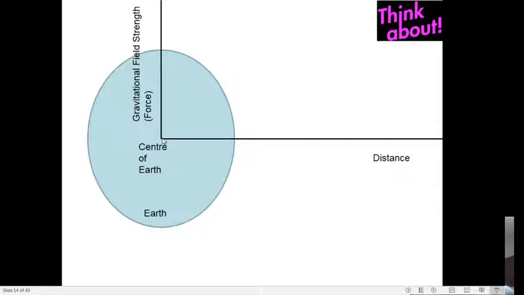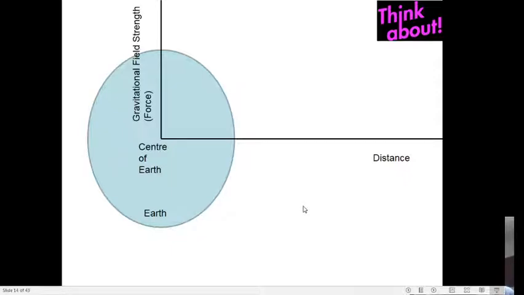Gravitational field strength from the centre of the Earth, so there's nothing below us because we're actually at the centre, theoretically, and as we move up the y-axis, the gravitational force gets stronger and stronger and stronger. Okay, so if you're feeling up for a challenge, you could try and sketch what you think the Earth's gravitational field would do with distance. If you're up for the challenge, you can do that now. If not, we'll come back to that later.